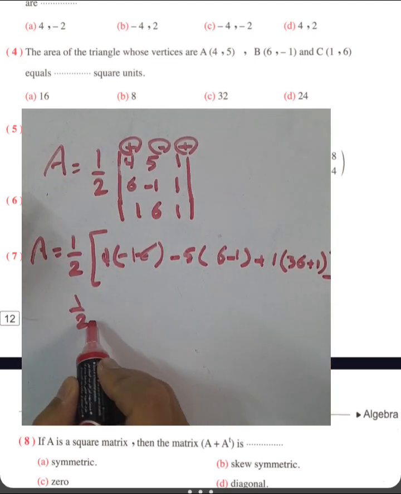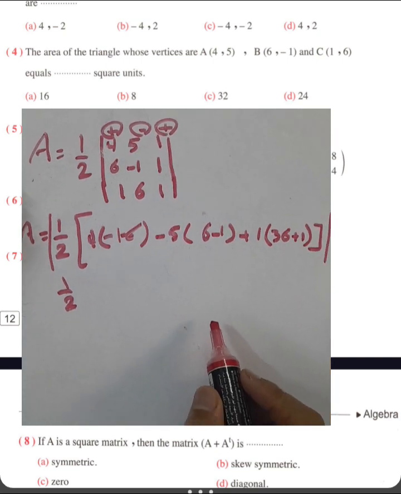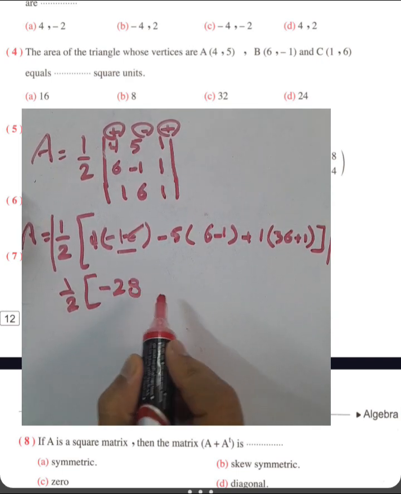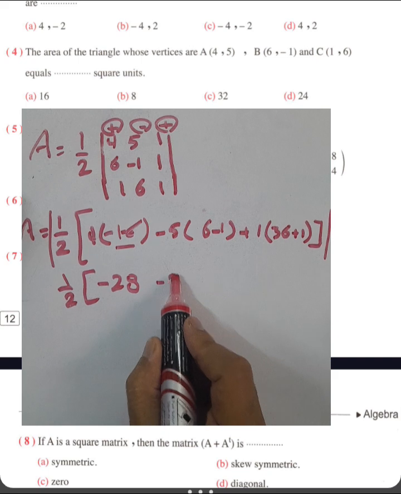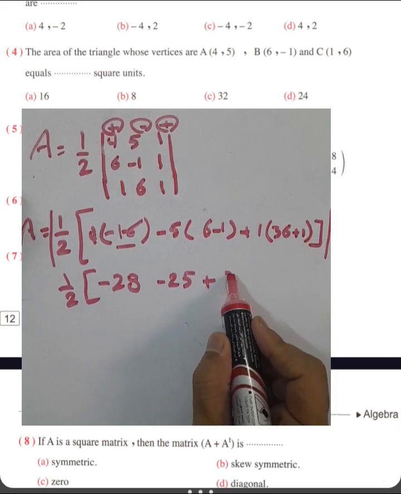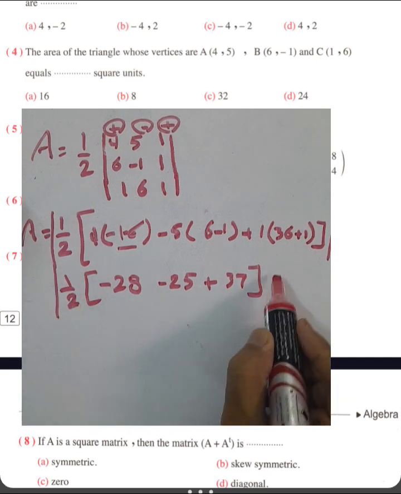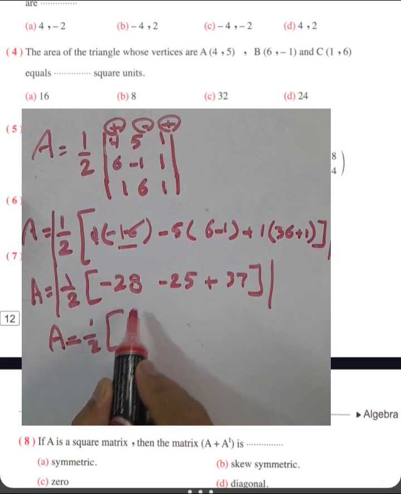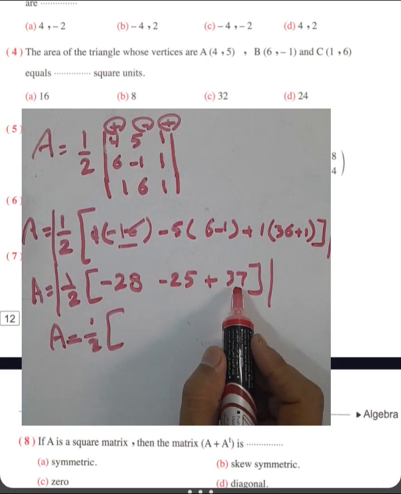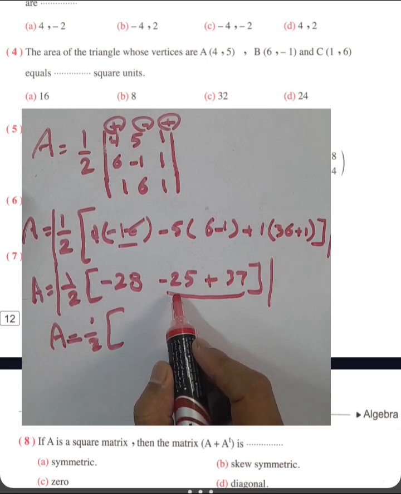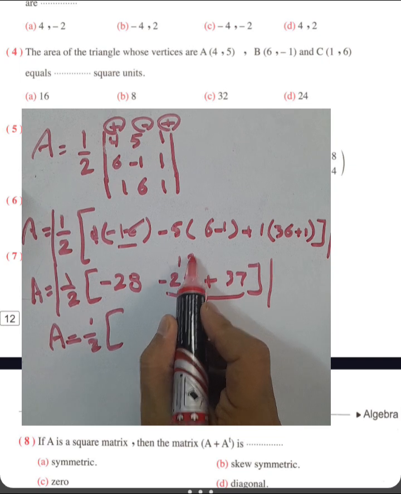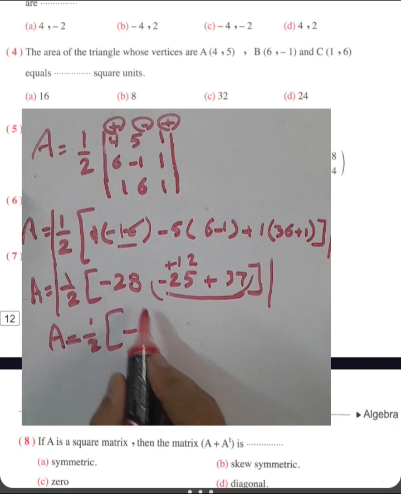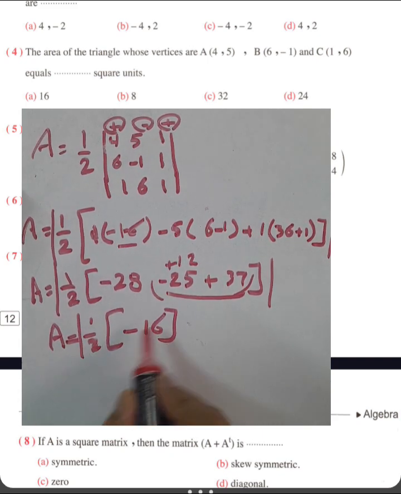Then the result will be negative here. 4 times negative 7, negative 7 times 4 is negative 28. 6 minus 1 is 5, 5 times 5 is 25. 36 plus 1 will be 37. Area equals negative 28 and negative 25 and 37. 37 minus 25 will be 12. Negative 12 or positive, cancel them. 12 plus negative 24 is negative 12, and 8 minus 2 equals 6, and the result will be 8.